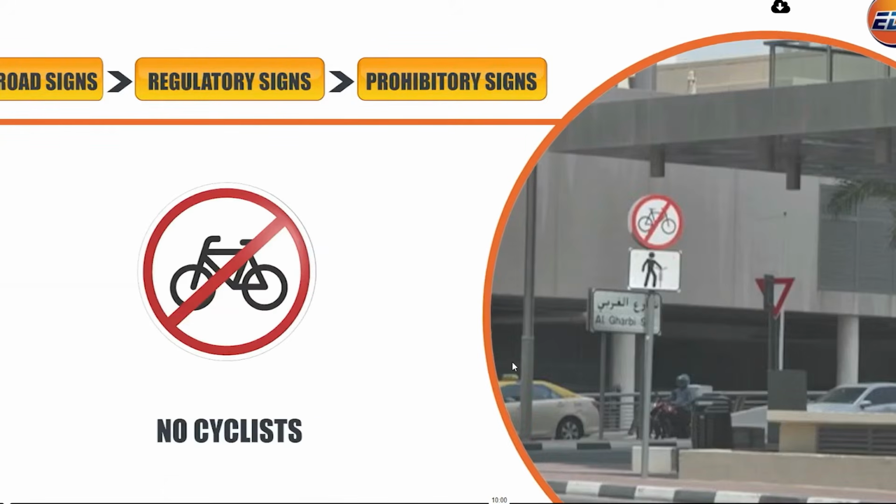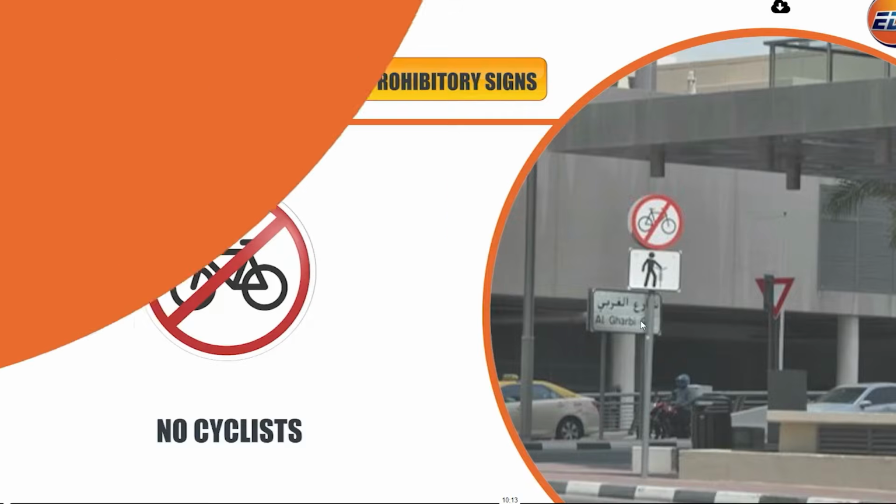No cyclist. This is a no cyclist sign. It indicates that cyclists are not allowed to ride in that particular zone. This sign can also be seen at tunnels, bridges, walking tracks, freeways, and near tram tracks.